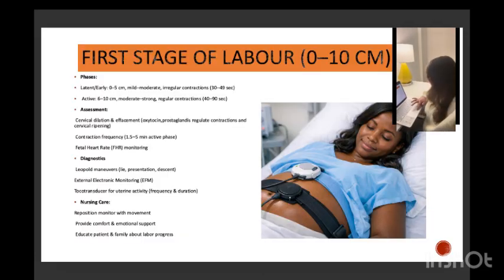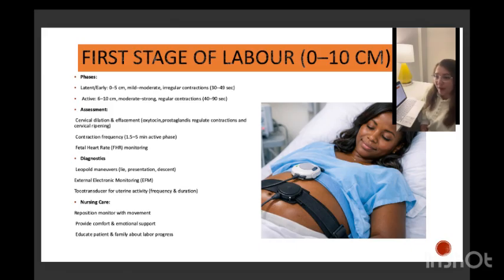So now we are on slide number 3. This is the first stage of labor, and this is the stage where the cervix opens from 0 to 10 centimeters dilated. This stage is divided into 2 phases. The first phase is early or latent. At that stage, the cervix dilates from 0 to 5 centimeters.